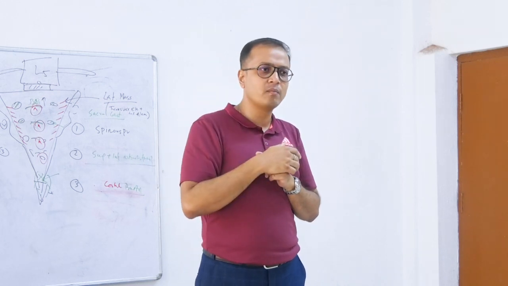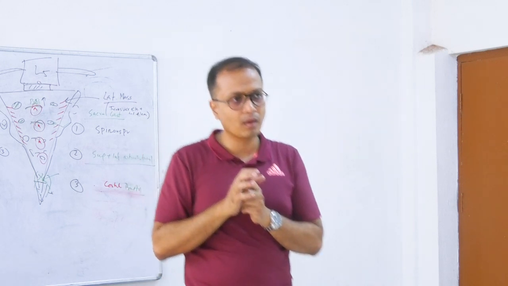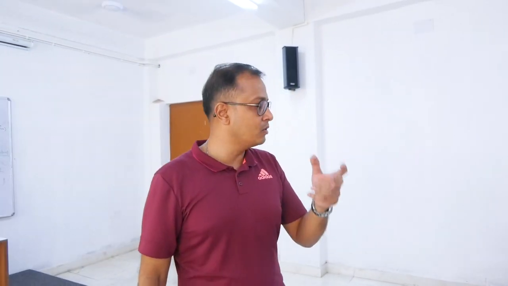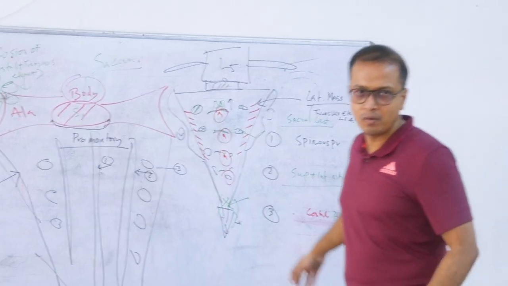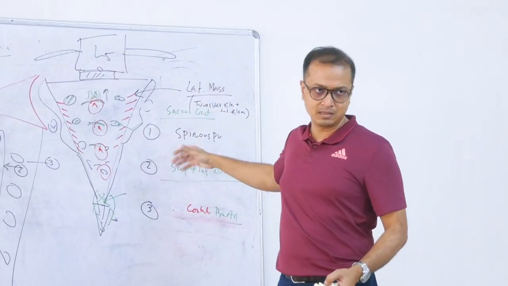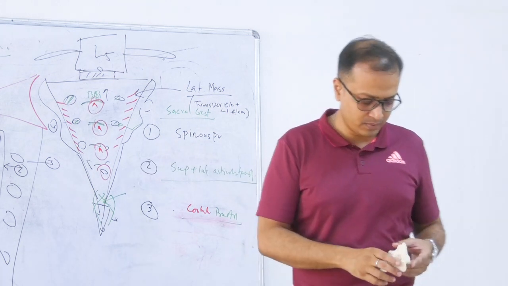The median crest is formed by fusion of spinous processes. The intermediate crest is formed by fusion of superior and inferior articular processes, and the lateral one is formed by the costal elements. The foramen over here is present, and lateral to that, we have the lateral mass.